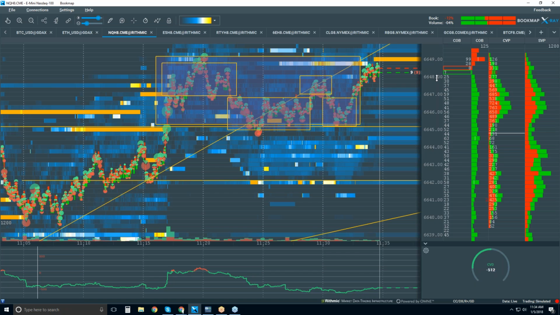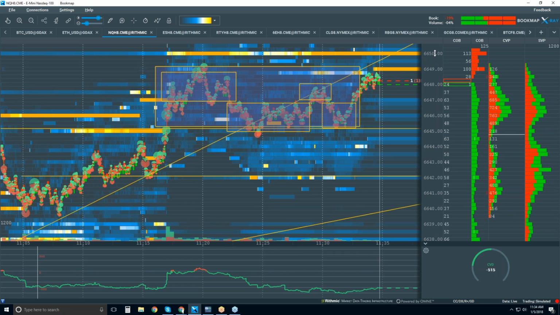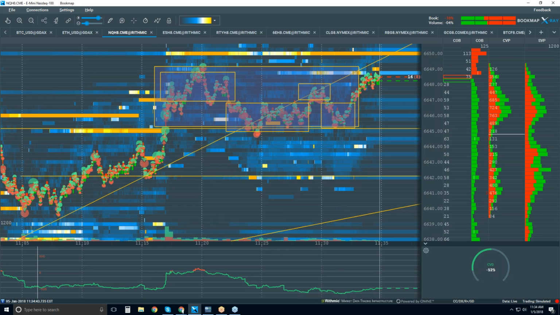98 contracts here at 49, jumping in. 6650, the figure here, half figure, important number. Looks like we want to come up and test that.